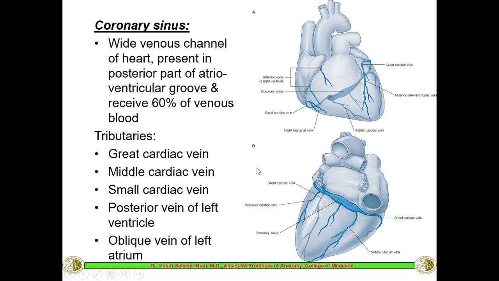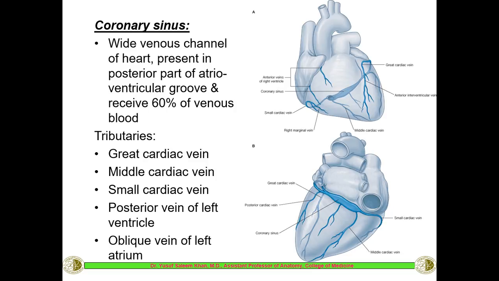What are the tributaries of this coronary sinus? One is the great cardiac vein. If you can see here, this is the great cardiac vein draining into the coronary sinus. Then we have the middle cardiac vein, the small cardiac vein, as well as the posterior vein of the left ventricle.